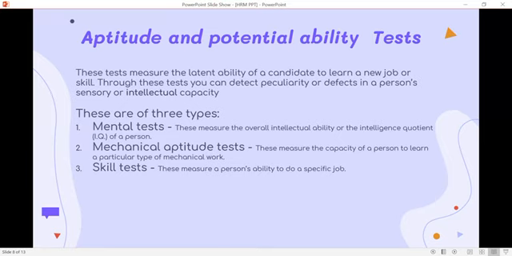Mental tests measure the overall intellectual ability or the intelligence quotient of a person. Mechanical aptitude tests measure the capacity of a person to learn a particular type of mechanical work. Skill tests measure a person's ability to do a specific job.